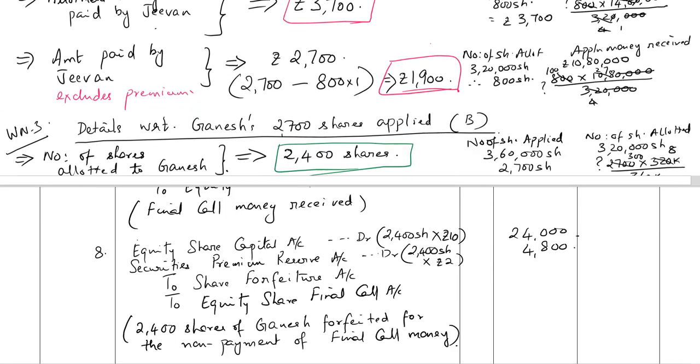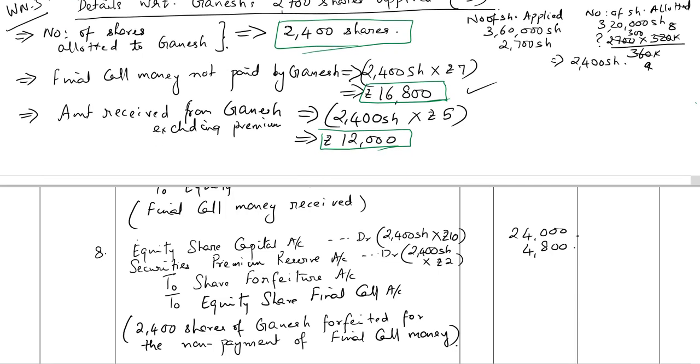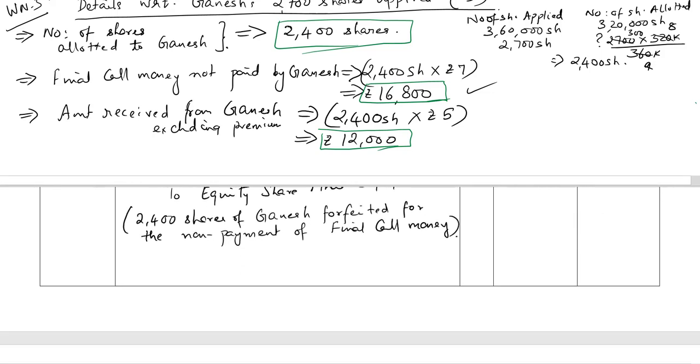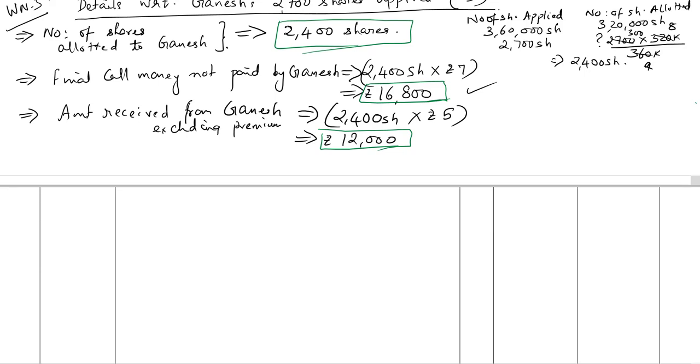Let's fill up the amount which is received from Ganesh. As per the working note, the amount received from Ganesh excluding any premium is 12,000 rupees. And the final call money not paid by Ganesh, including premium if any, is as per the working note 16,800 rupees. The total of the debit column is 28,800 and the total of the credit is also 28,800 rupees. We forfeited Ganesh's shares. We'll move on to reissue the shares.